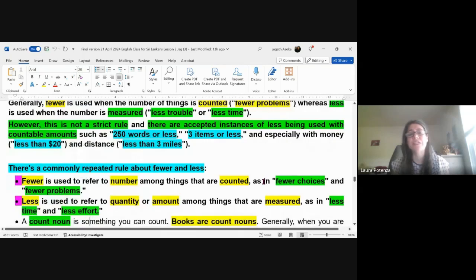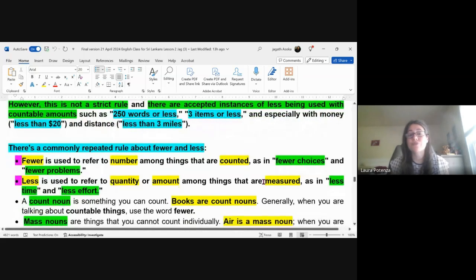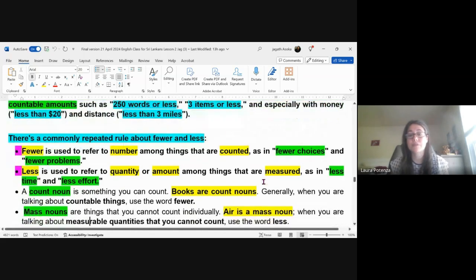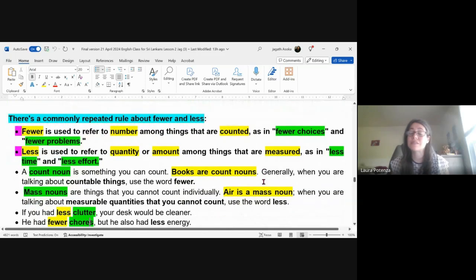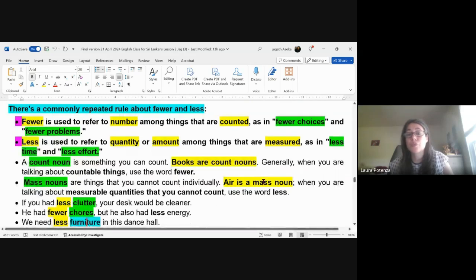There's a commonly repeated rule about fewer and less. So fewer is used to refer to number among things that are counted, as in fewer choices and fewer problems. Less is used to refer to quantity or amount among things that are measured, as in less time and less effort. A count noun is something you can count. So books are count nouns. So generally when you're talking about countable things, use the word fewer.